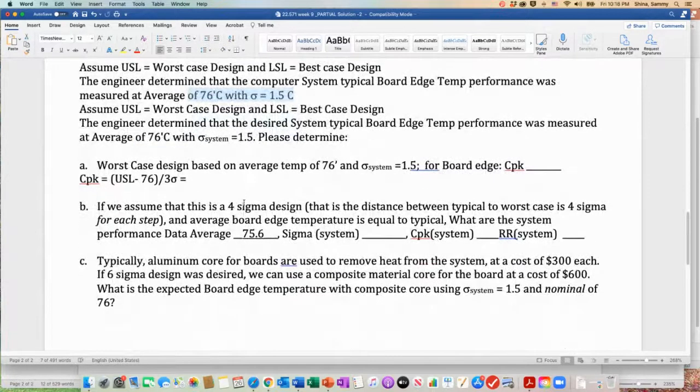And then I said, typically, if you had a 6 sigma design, what is the expected sigma? As shown, with the upper spec limit and lower spec limit, what do you expect if you had the sigma of the system? Now we go back: instead of individual components forming the sigma of the system, we go back to the system being 1.5 and a nominal of 76. So you recalculate with a nominal of 76 and a sigma of the system of 1.5.